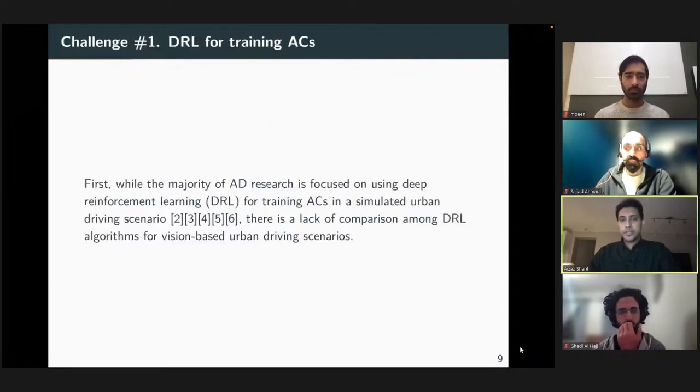So the first challenge is that the majority of autonomous driving research is focused on using deep reinforcement learning as the main go-to option, which is a good thing because they show a lot of good results. But there is no such benchmark or comparison of which type of algorithm we should choose, because there are many types of deep reinforcement learning algorithms, and we don't provide this kind of comparison, especially for a vision-based urban driving scenario. So that is one main challenge.